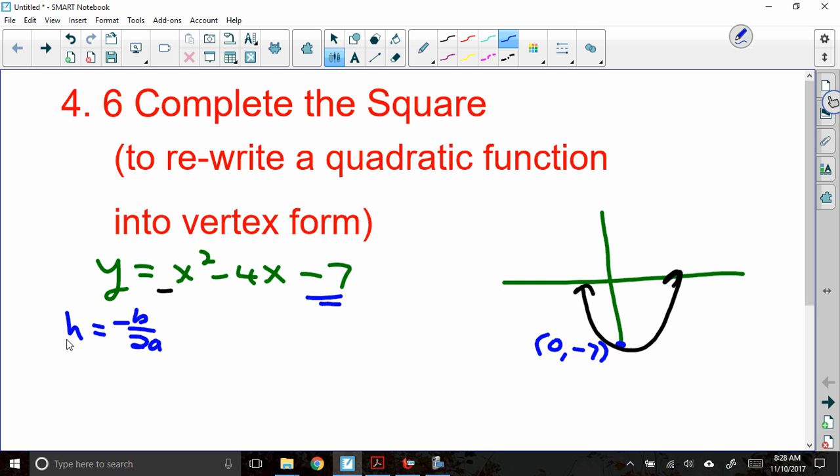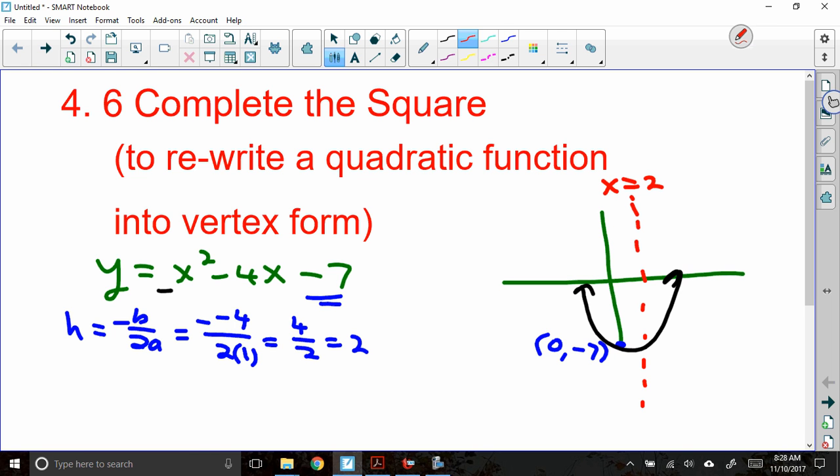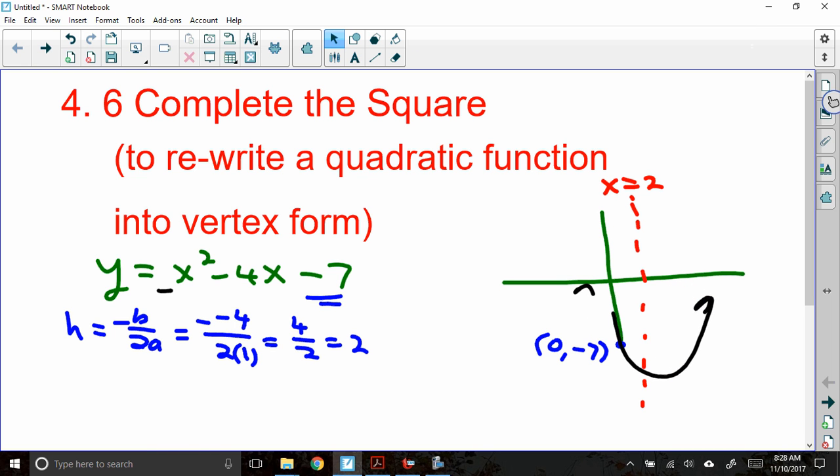You remember that one? And so according to this problem, then it's going to be minus 4 over 2 times 1, which is going to be 4 over 2, or 2. So the x-coordinate of my vertex is 2. So I can make an axis of symmetry here. X equals 2. I know my vertex now is going to be 2 something. And it looks like it's going to be 2 negative something, right?